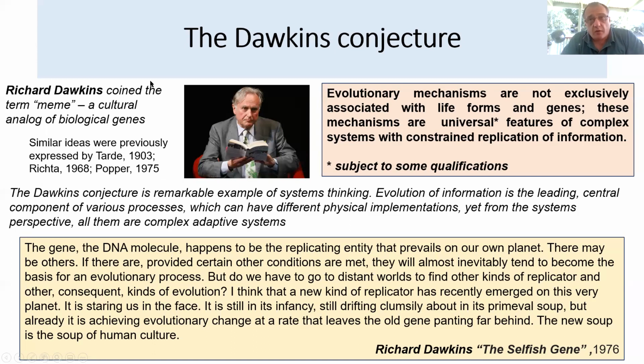This statement indicates that evolutionary mechanisms are not unique to biological systems, as many people thought before. Evolutionary mechanisms are general properties of complex systems with constrained replication of information. And the physical nature of the system does not matter. This hypothesis is a remarkable system-based understanding of the physical world around us. It goes through different disciplines and determines the key issue related to the evolutionary process: replication of information.